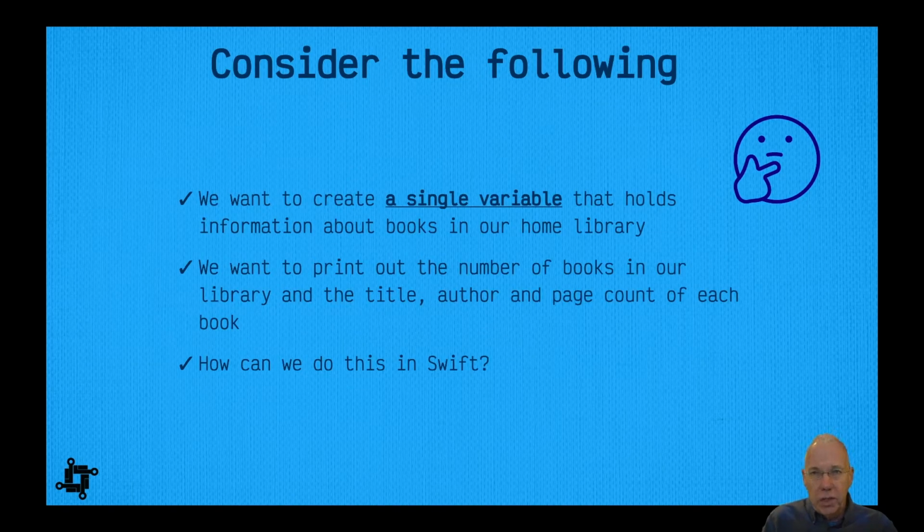So first of all, consider the following. We want to create a single variable that holds information about books in our home library. We want to print out the number of books in our library, and with each book, we're going to print the title, the author, and the page count for each one. So how would we do this in Swift based on what we know so far? Again, I would prompt the students to work in teams and see if they can come up with a solution.